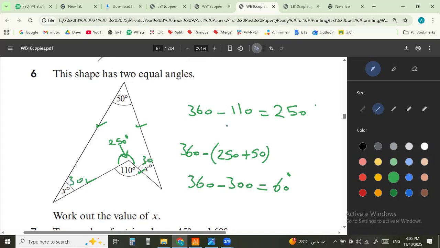Now I found the value of x. X is 30 degrees. Now if you add them all up, 30 plus 30 is 60, plus 250 and 50 is going to give you exactly 360 degrees.